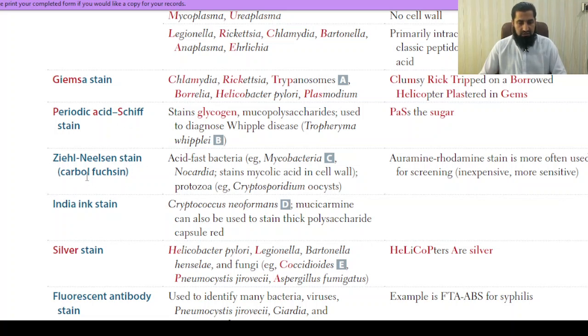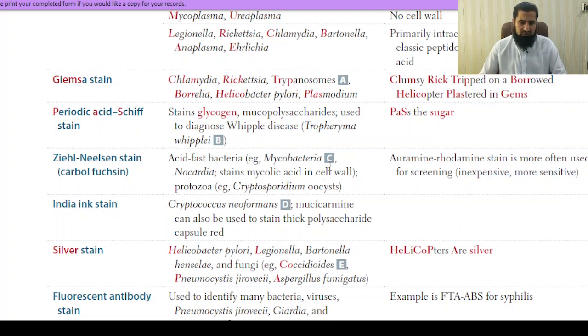ZN stain, Ziehl-Neelsen stain, carbol fuchsin, stains acid-fast bacteria like Mycobacteria and Nocardia, which have mycolic acid in the cell wall, and protozoa like Cryptosporidium oocysts. Auramine-rhodamine stain is more often used for screening because it is inexpensive and more sensitive.